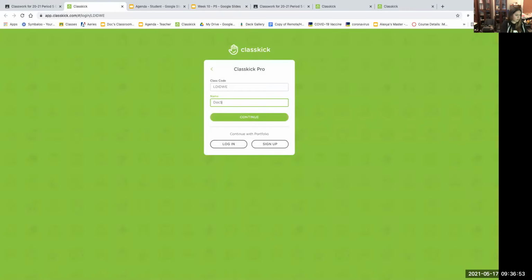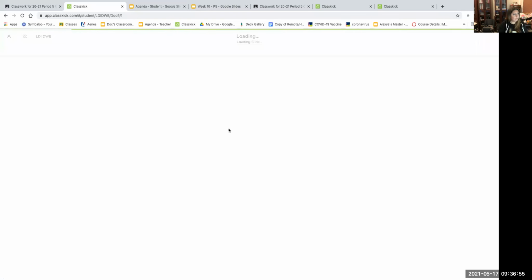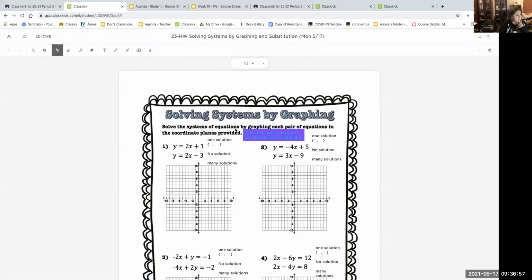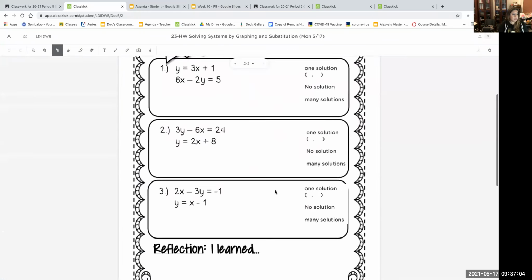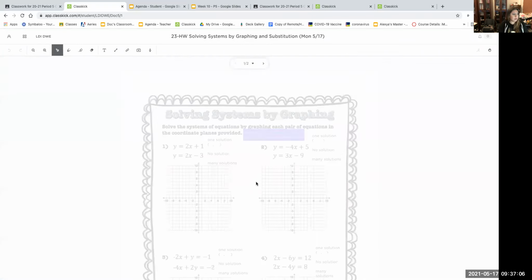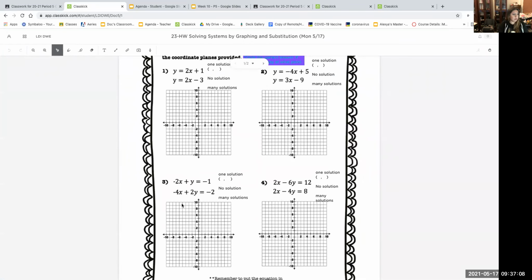I'm gonna type in my name. You guys should be logging in. And it looks like this. It's 2 pages. So there's 4 questions here and then 3 questions here. I am going to do one of the questions down here at the bottom. So you guys can pick either question 3 or question 4. Whoever gets the most votes in chat will win.